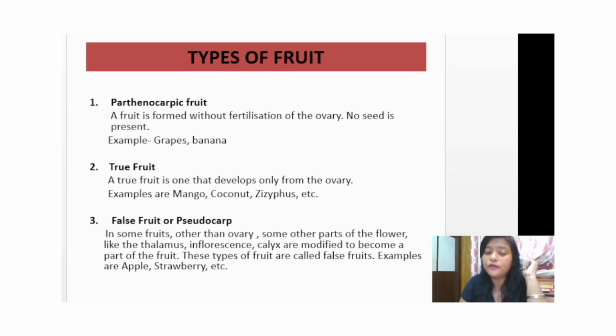And parthenocarpic fruit. Parthenocarpic, what is that? See, basically a fruit is formed by fertilization of ovary. So when an ovary is not fertilized, no seed is present in that. Therefore, that type of fruit is known as parthenocarpic fruit. Example is grapes and banana.